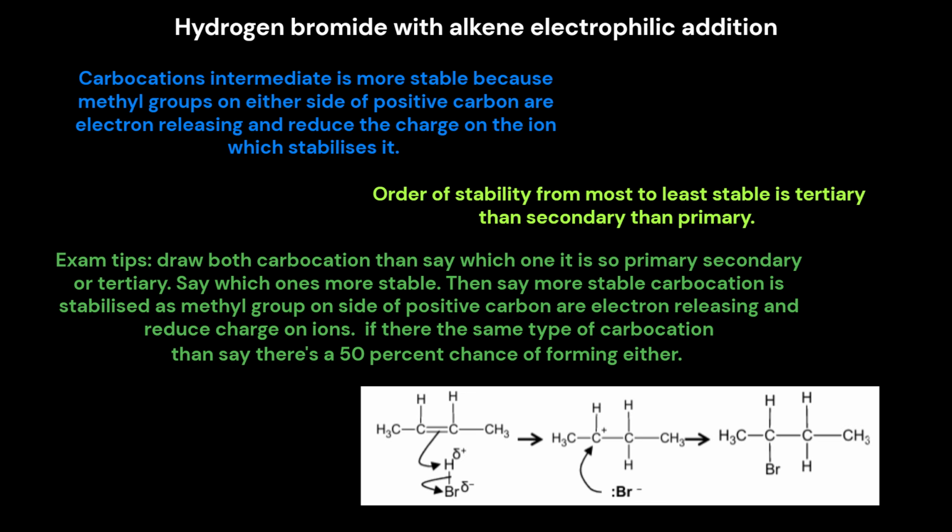Exam tips: draw both carbocations and say which one each is, so primary, secondary, or tertiary. Say which one is more stable. Then say the more stable carbocation is stabilized as methyl groups on the side of the positive carbon are electron releasing and reduce the charge on the ion. If they're the same type of carbocation, then say there's a 50% chance of forming either.